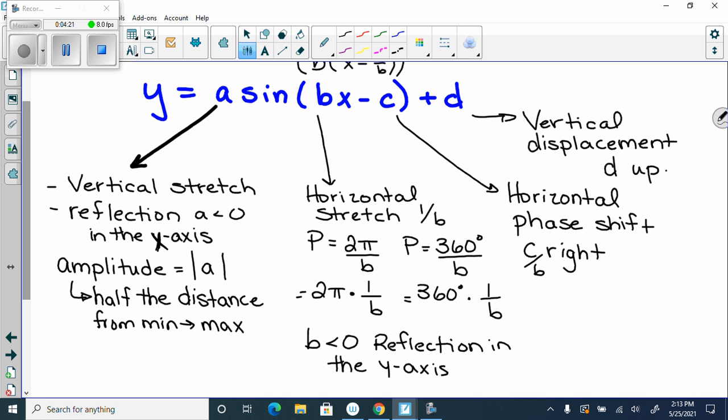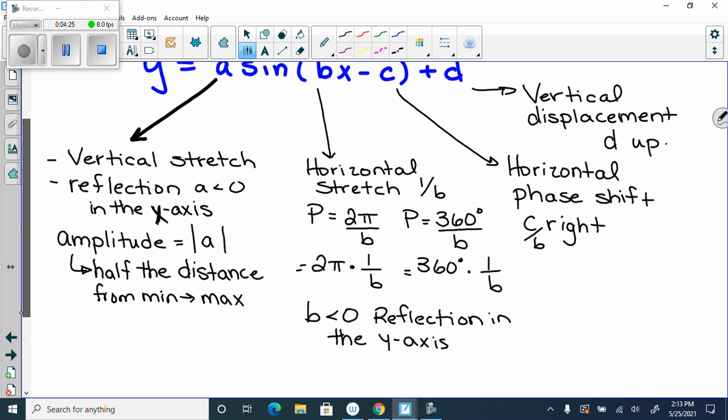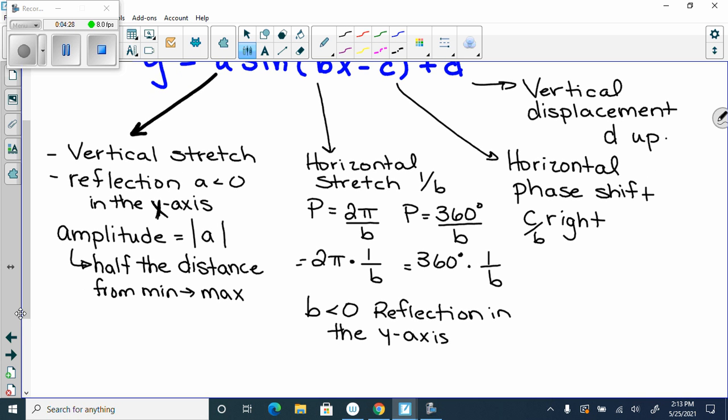Now remember, I can ask you for a max and a min off of an equation or a max and a min off of a graph. Off a graph, you could literally just type it into your calculator and look.